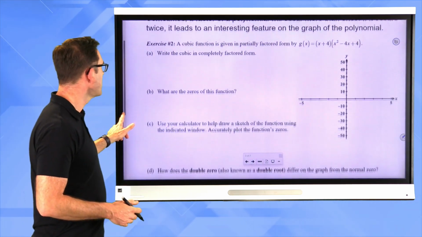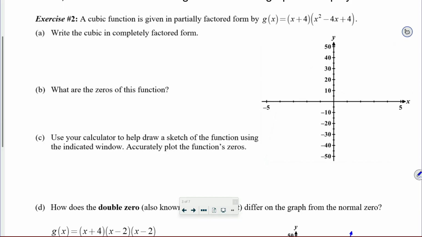Let's take a look at that in exercise number 2. A cubic function is given in partially factored form by g of x equals (x plus 4) times (x squared minus 4x plus 4). Letter A, write the cubic in completely factored form.